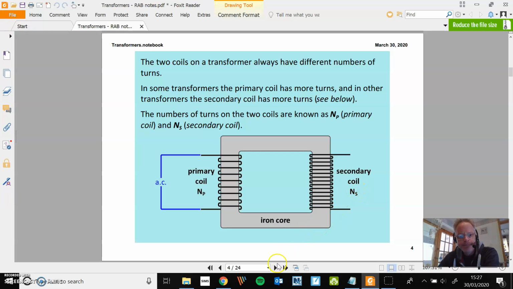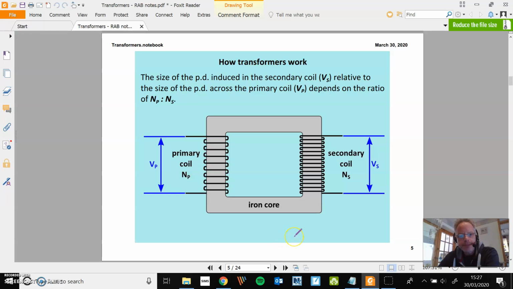Okay, now what we're interested in investigating first of all is how the output potential difference here, which we're going to call VS, V for potential difference or voltage, S so we know we're talking about secondary, compares to what we put in on the primary, VP. And what we'll see is that this depends fairly obviously on VP, but it also depends on the number of turns we've got on these two coils.